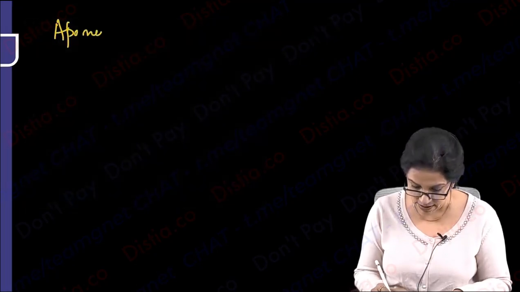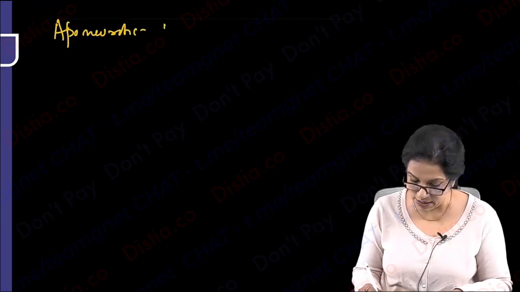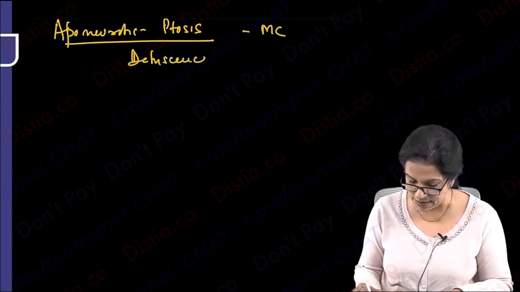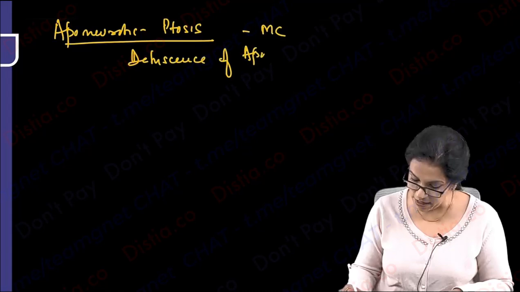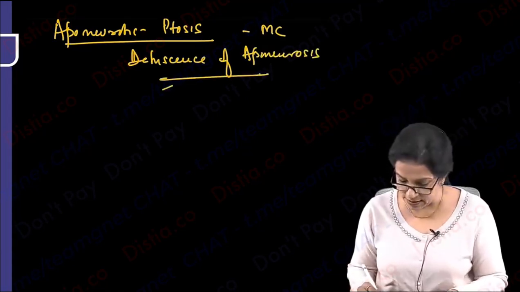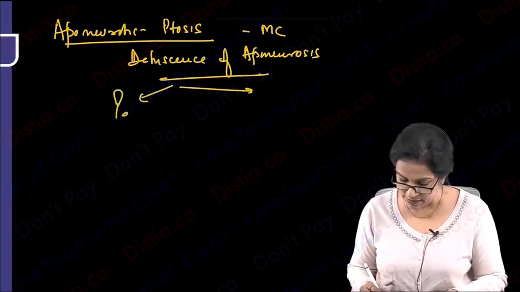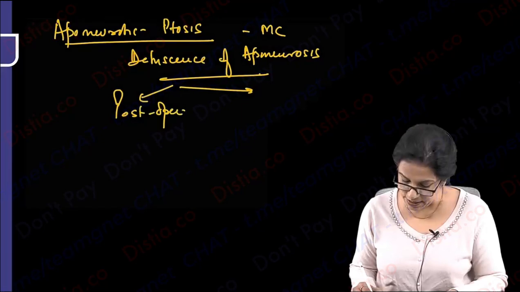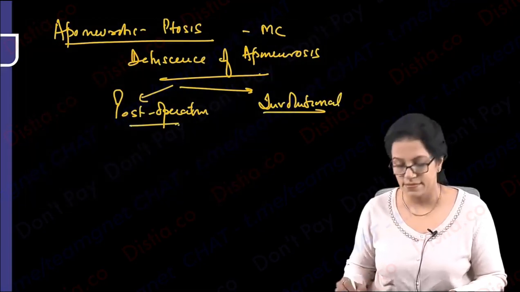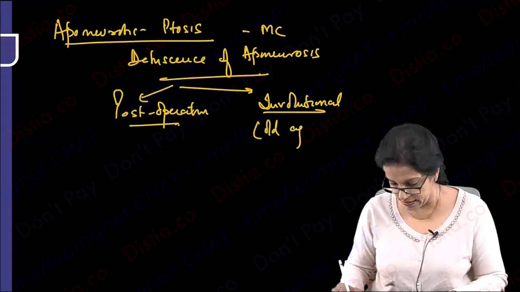Aponeurotic. Aponeurotic ptosis means, I told you this is most common, and this is mainly due to dehiscence of aponeurosis. So when I say dehiscence of aponeurosis, this can be either postoperative or it can be involutional. Postoperative or in old age, that is involutional.